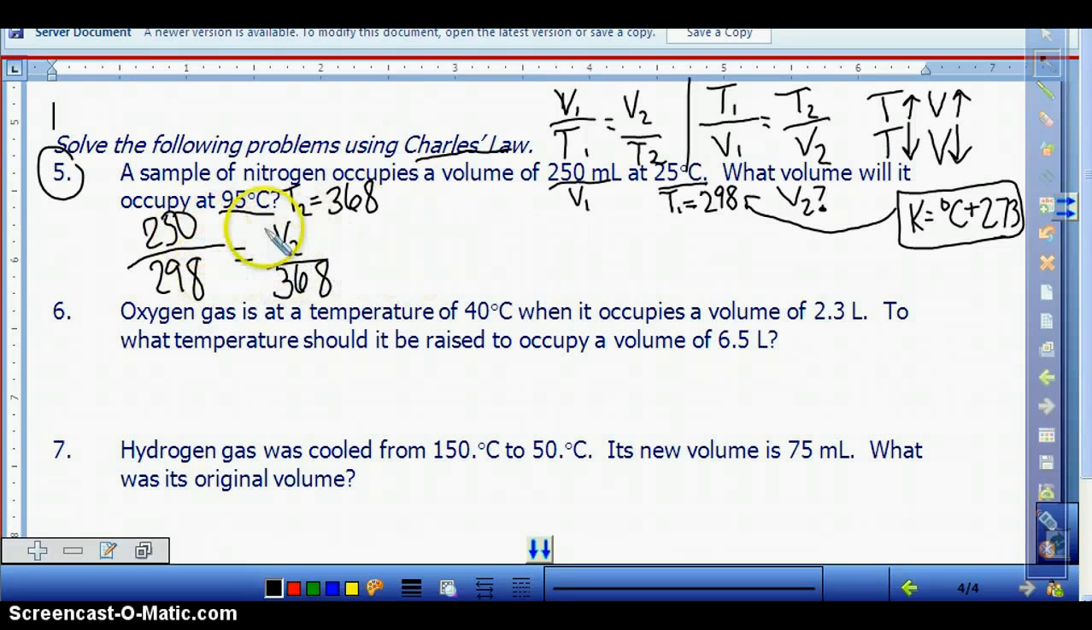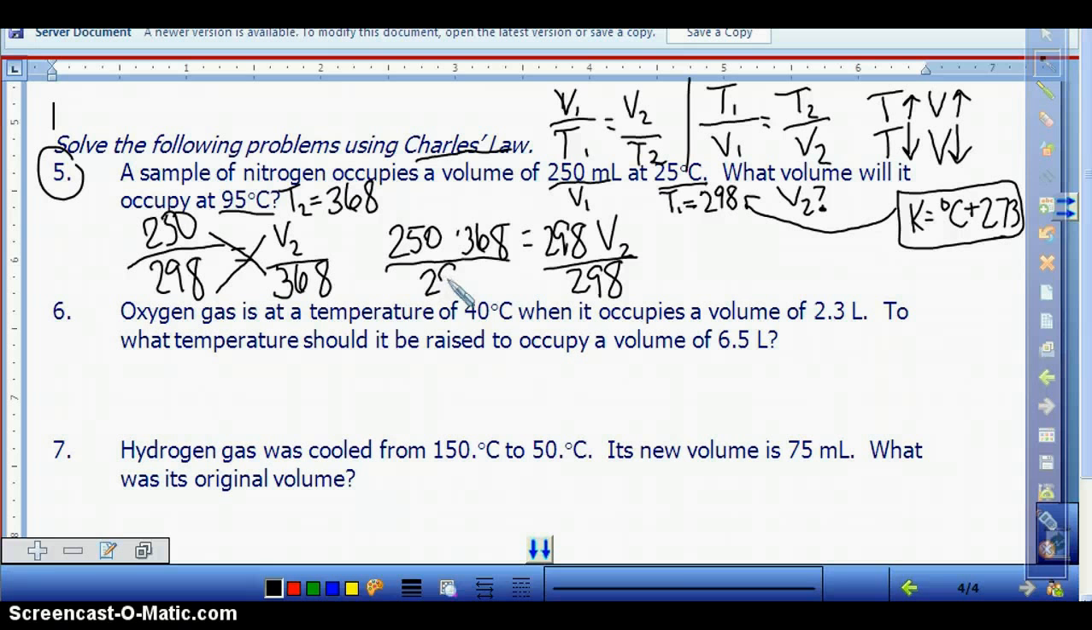And then at this point, you've seen lots of problems like this in math. You just cross multiply. So we get 250 times 368 equals 298 V2. Divide both sides by 298 so you can get your V by itself. And volume is 309. Units match V1's units, so that's milliliters.